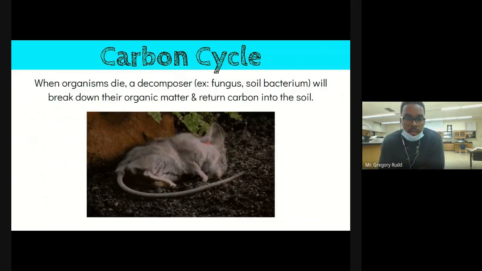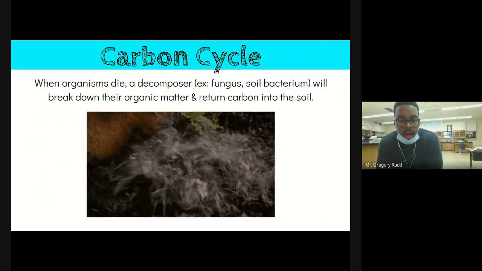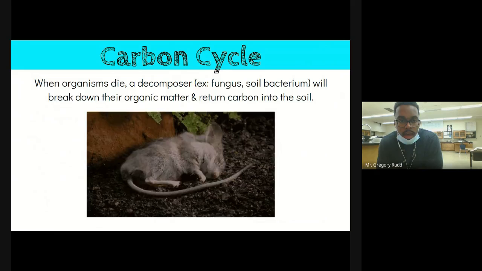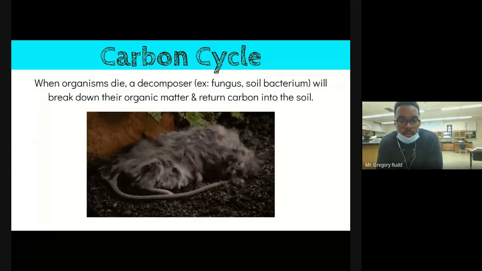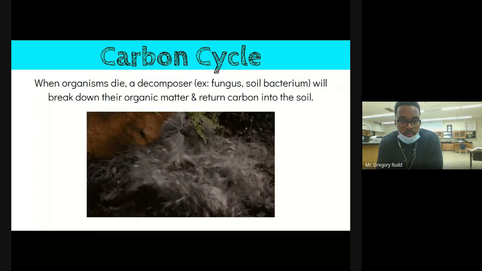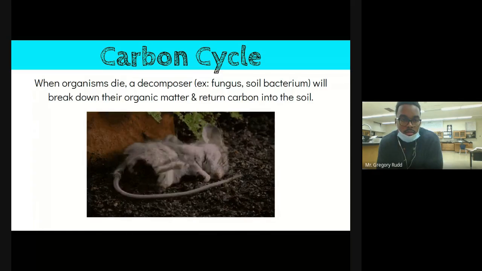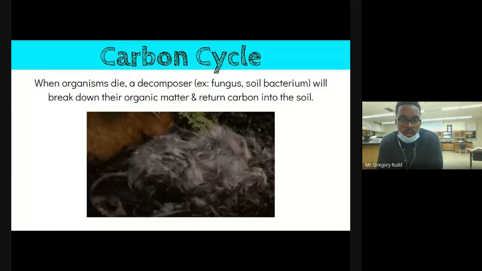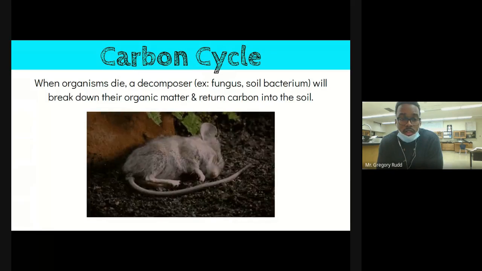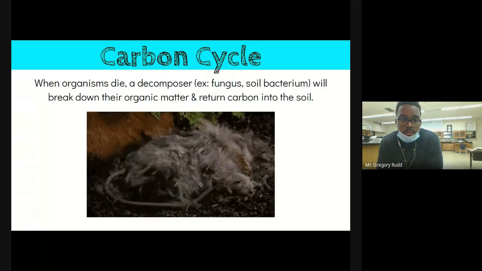Another important aspect of the carbon cycle are decomposers, like fungi or soil bacteria or scavengers. These help the process of decomposition. These are organisms that speed that up, and they allow carbon to return into the earth. They allow solid carbon that was once incorporated within the body of an organism to provide food to certain other organisms or to fertilize the earth.